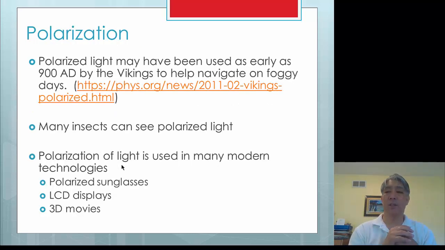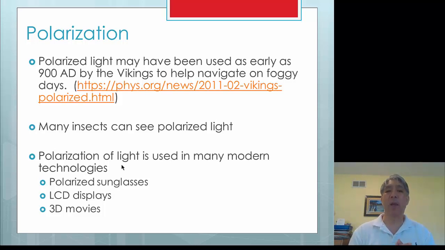So polarization is the big aspect of this topic 4.3. Polarized light may have been used as early as 900 AD by the Vikings. It's kind of like the first situation that we've encountered where somebody was aware of this possibility. It's still not proven. If you're interested, you can follow that link given.